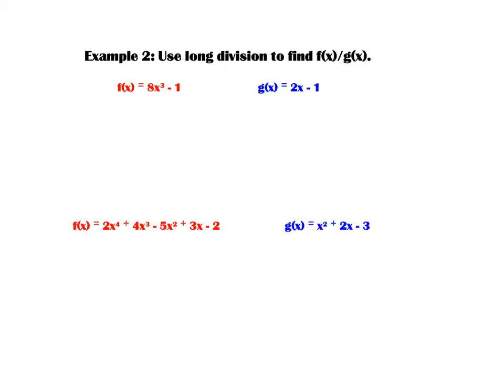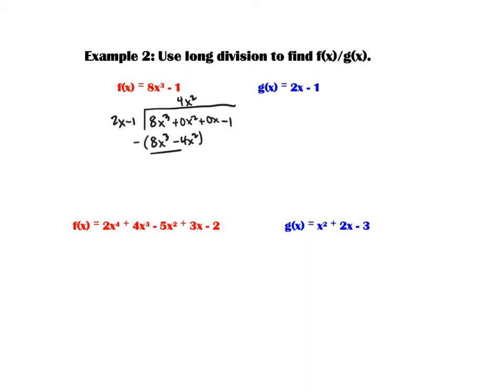Okay, next slide, just a couple of examples. If I were you, I would pause the video, attempt these, and then come back and check your work with me. Okay, so I'm going to take f of x over g of x. That means I want 2x minus 1 divided into 8x cubed. Now, seeing that I'm missing a few terms here, I'm going to just put some placeholders in. Okay, and then I'm going to do my work exactly how I did before. So 2x goes into 8x cubed, 4x squared times. That gives me 8x cubed. I multiply through, and then I subtract.